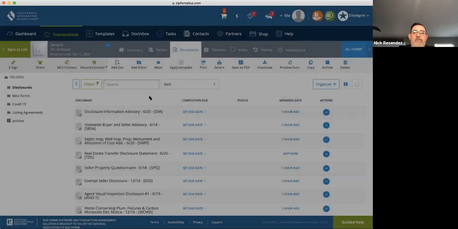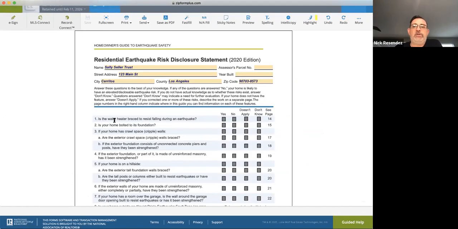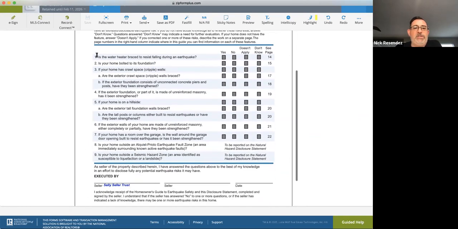I'm not going to go into every booklet page, but I am going to show you number 5. So this is the actual earthquake hazards report. And this is required for anything built prior to 1960. And there's a whole bunch of questions here, 1 through 9, that talks about water heater bracing, home bolted to the foundation. Are there cripple walls under the crawl space? Which, as you start thinking about some of these questions, many of you and many of your clients will have no idea what a lot of this stuff even means or how to check.